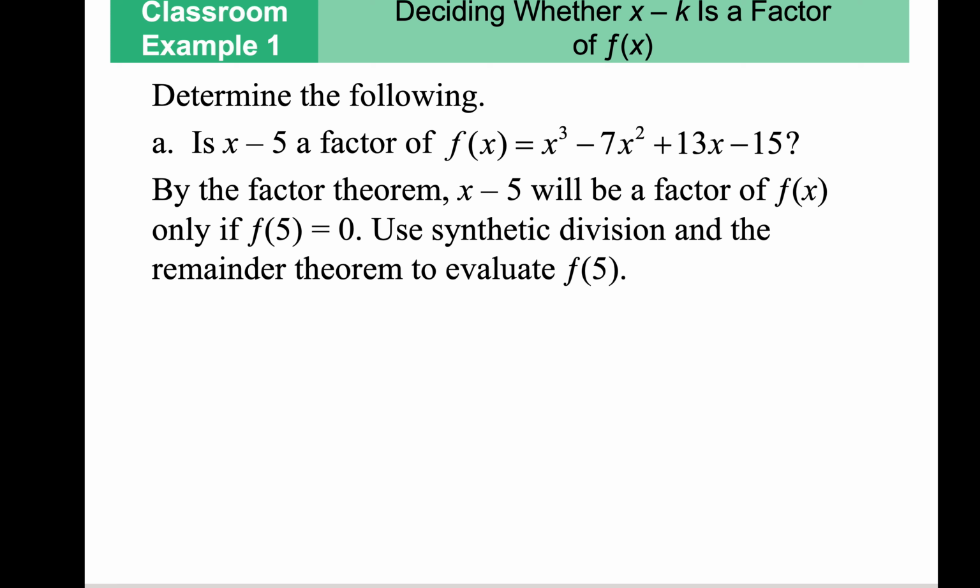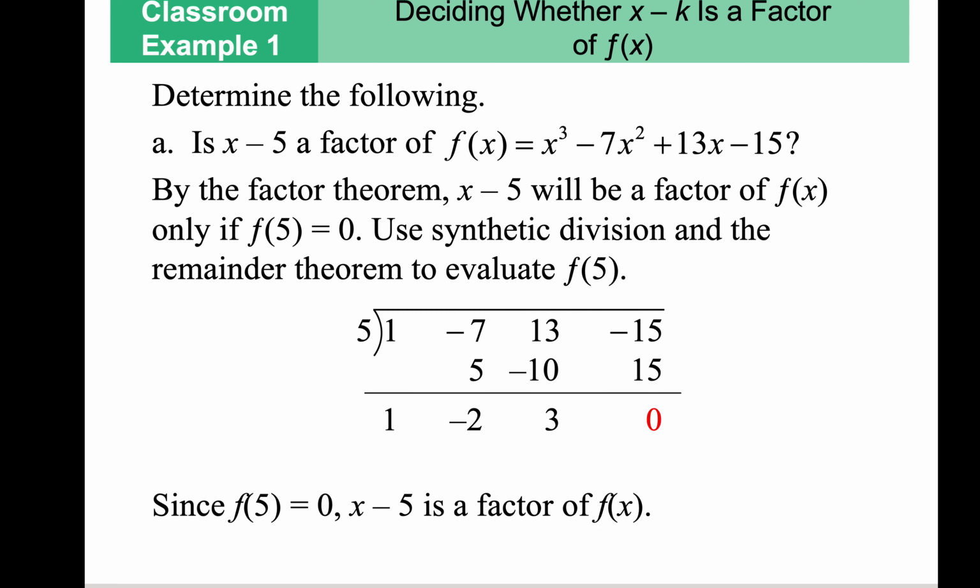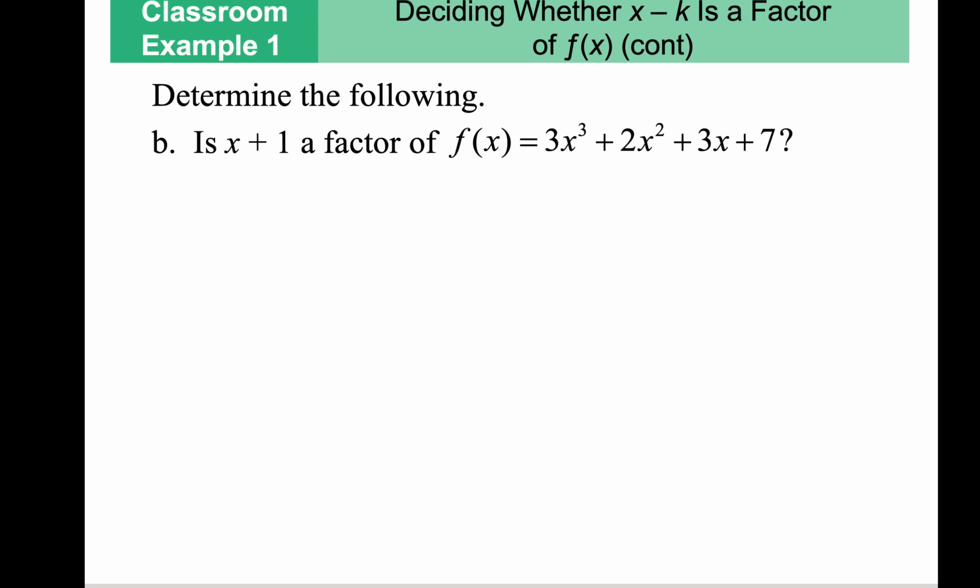So by the factor theorem, if I plug in 5, I should get 0. Or if I do synthetic division, I should get 0 as my remainder. And we do get 0 as our remainder, which means that x minus 5 is a factor of that polynomial.